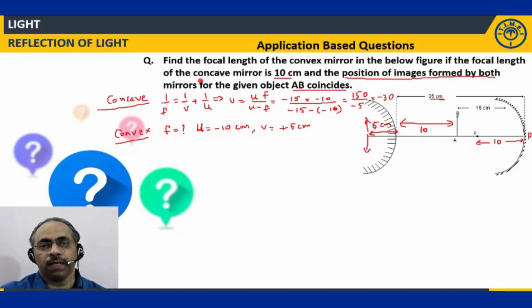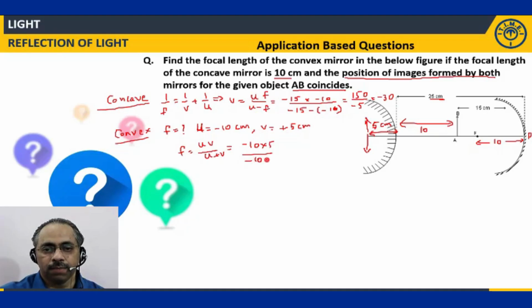So I'll use the same mirror formula, 1 by F is equal to 1 by V plus 1 by U. From that I'll get F is equal to UV divided by U plus V. Substitute the values: minus 10 into 5 divided by minus 10 plus 5. So this is minus 50 divided by minus 5. I'll get it as 10 centimeter. That is the focal length of the convex mirror. Hope this is clear to you.